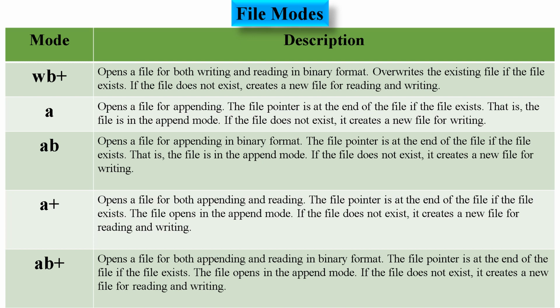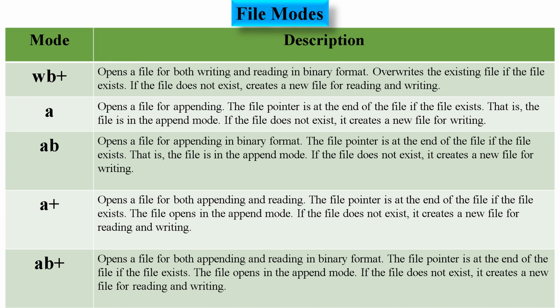Mode ab opens a file for appending in binary format. The file pointer is at the end of the file if the file exists. That is, the file is in the append mode. If the file does not exist, it creates a new file for writing. Mode a+ opens a file for both appending and reading. The file pointer is at the end of the file if the file exists. The file opens in the append mode. If the file does not exist, it creates a new file for reading and writing.